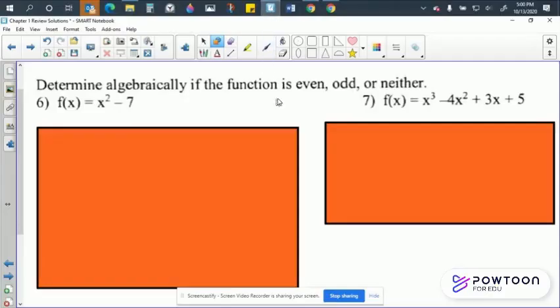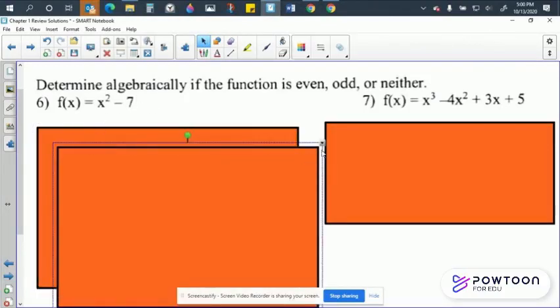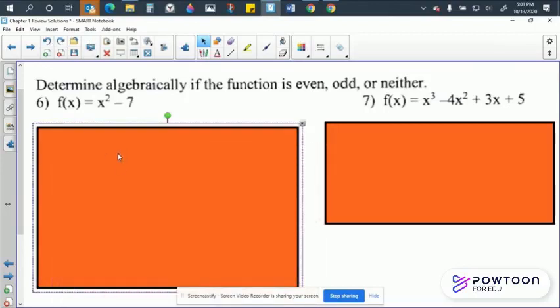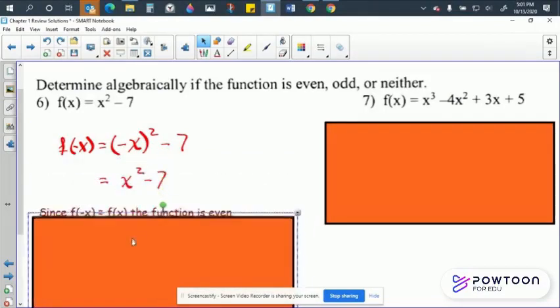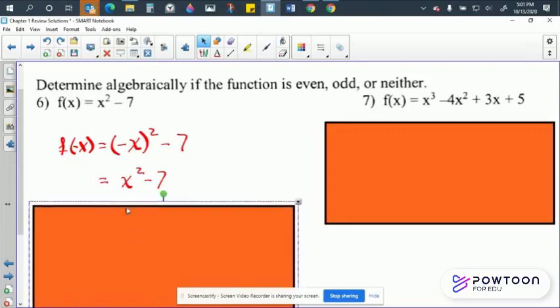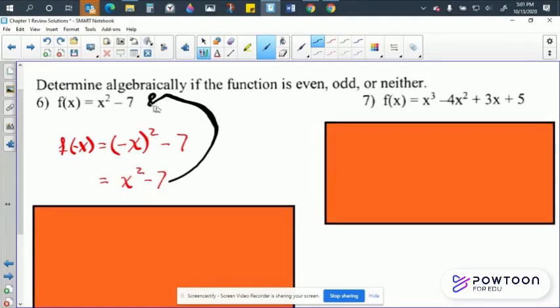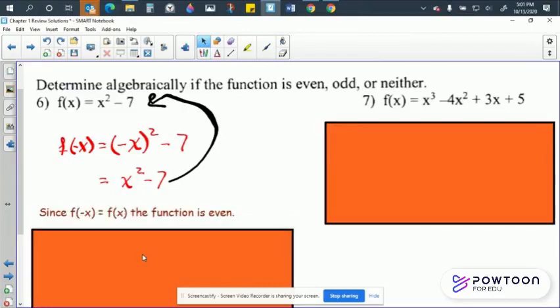Now, to determine if a function is even, odd, or neither, we plug negative x in for the x. Okay, we plug negative x in for x and simplify that function. And since I'm back to my original function for this problem, there we go. That means that function is even.